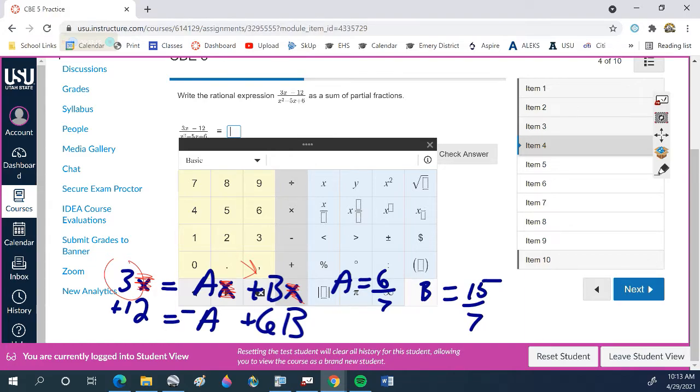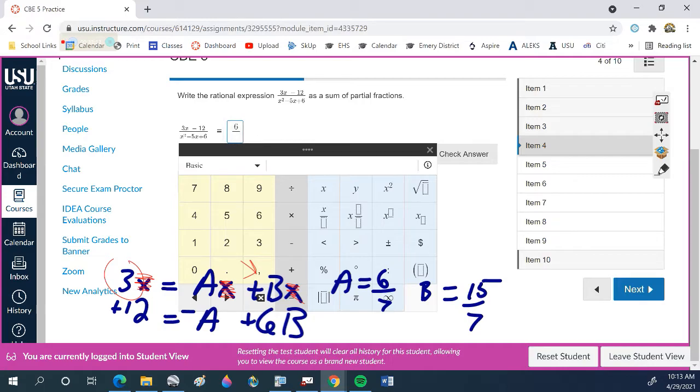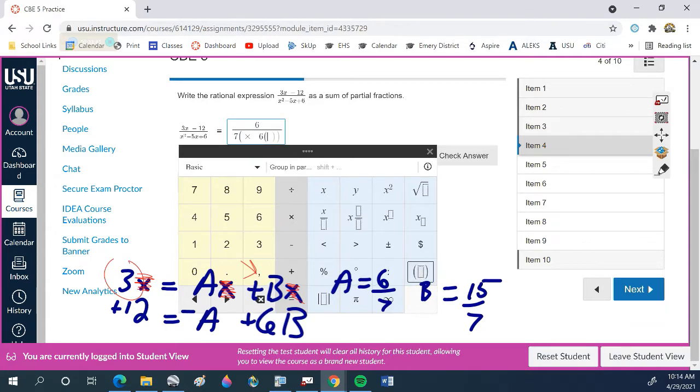Okay, so 6/7 times x. That's how I would do it. You could put 6/7 on the top, but it's the same as putting 6/7. I don't know. Let's try it. See what happens. So this is the x minus 6. Where's the delete button?